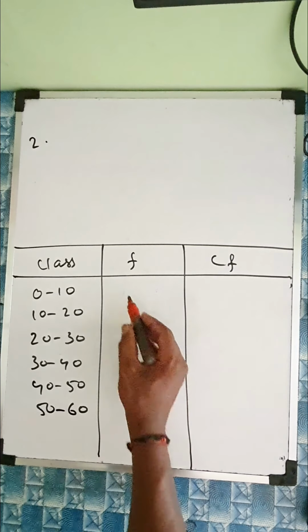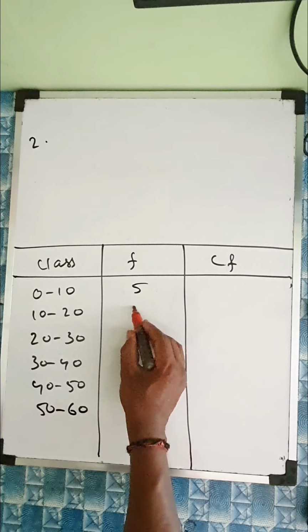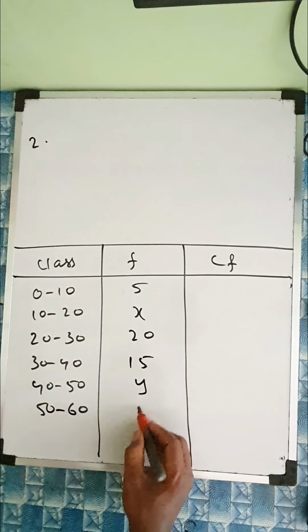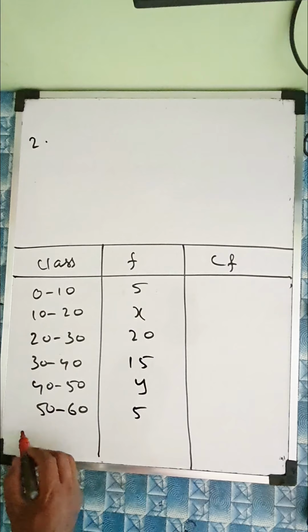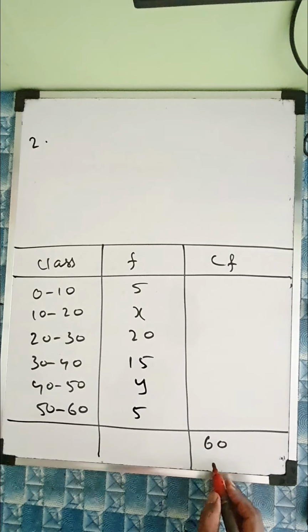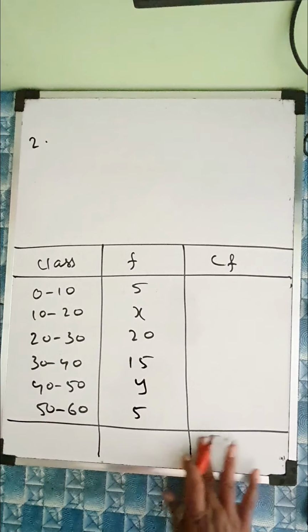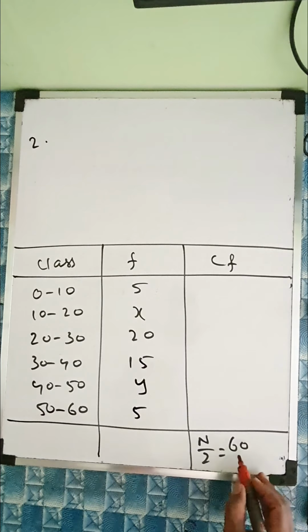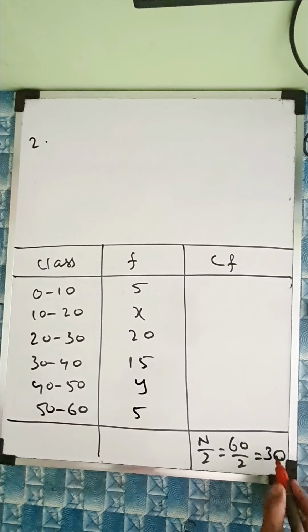The frequencies are given here: 5, x, 20, 15, y, and 5. And we know the total is already given, 60. So that means we can write straight away n by 2. N is 60 total, by 2 is 30. We can write straight away 30.